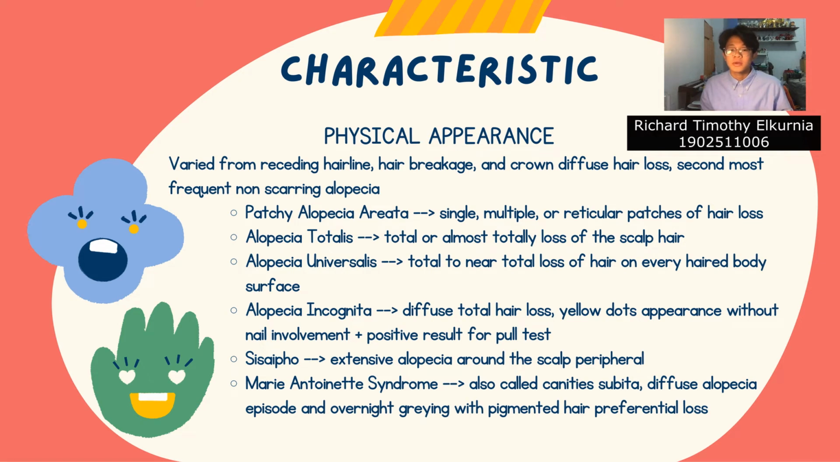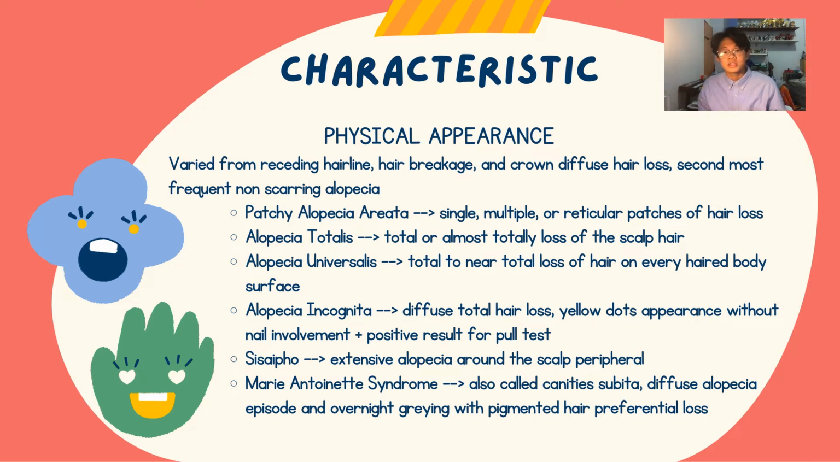So the physical appearance of alopecia areata can vary from receding hairline, hair breakage, and crown diffuse hair loss. Alopecia areata is different from scarring alopecias such as lichen planopilaris, frontal fibrosing alopecia, and other scarring alopecias. In fact, alopecia areata is classified into the non-scarring alopecias, and it is the second most frequent non-scarring alopecia. Alopecia areata can be classified into 7 types.